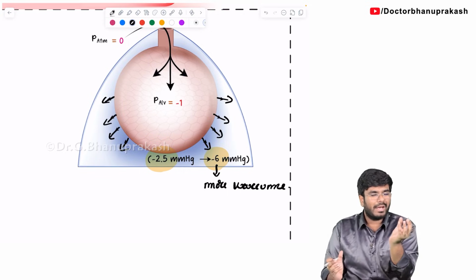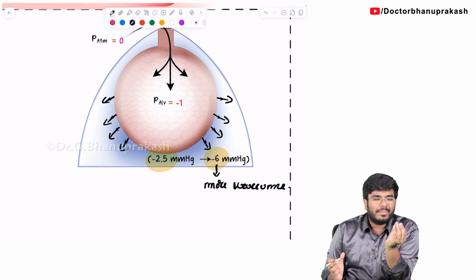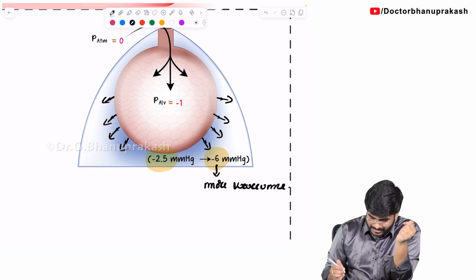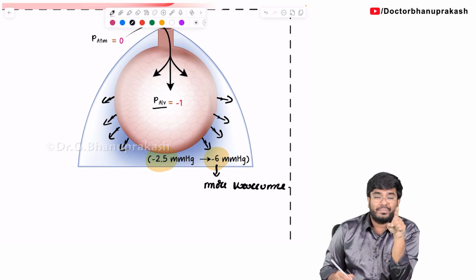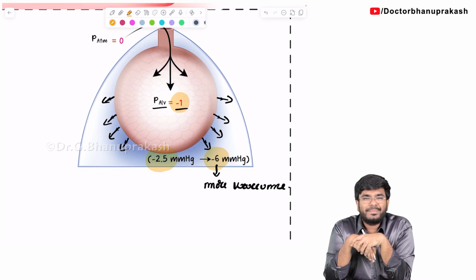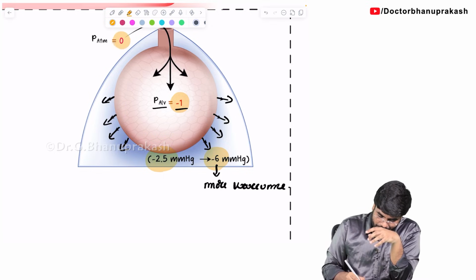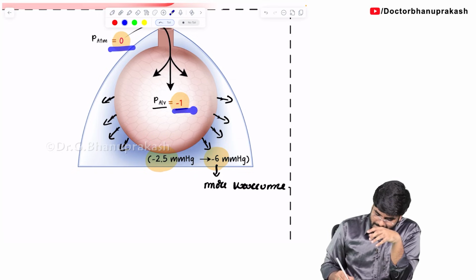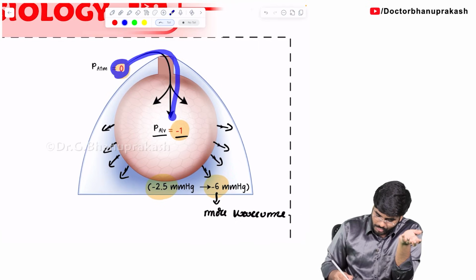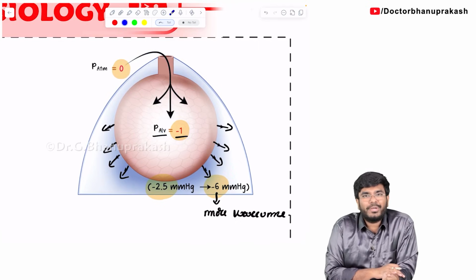Now what is happening to the alveolus? The alveolus is becoming big. So what happened to the alveolar volume? Alveolar volume increases. Now tell me, when the alveolar volume increases, what happens, guys? Alveolar pressure will decrease. So the alveolar pressure goes from 0 to minus 1. Outside it is 0, here it is minus 1. We all know diffusion: air will go from high pressure to low pressure. So this is how inspiration occurs.